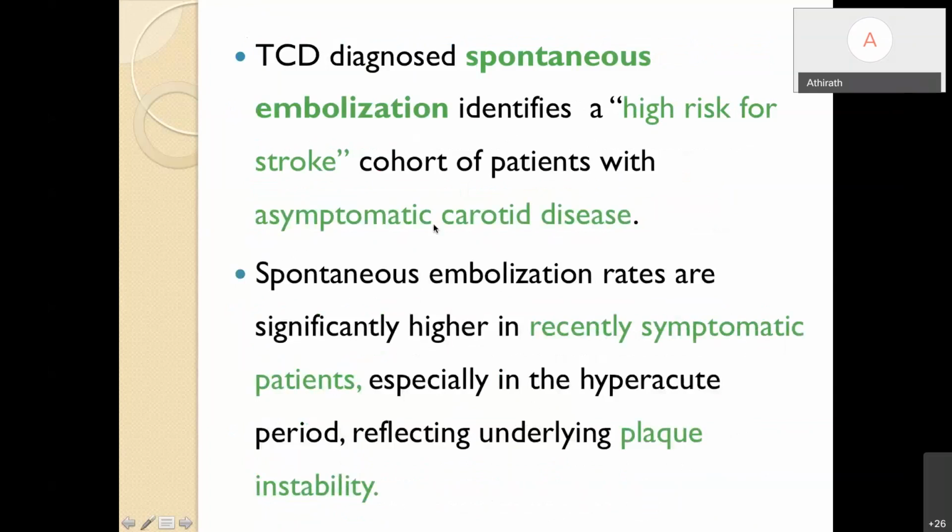So in an asymptomatic carotid disease, you can keep a transcranial Doppler and diagnose spontaneous embolization which is occurring. This helps us in knowing about the group of patients who are at high risk of stroke. In recently symptomatic patients, whenever you find any spontaneous embolization, you can come to a conclusion that the plaque is highly unstable and it requires an immediate surgical intervention.